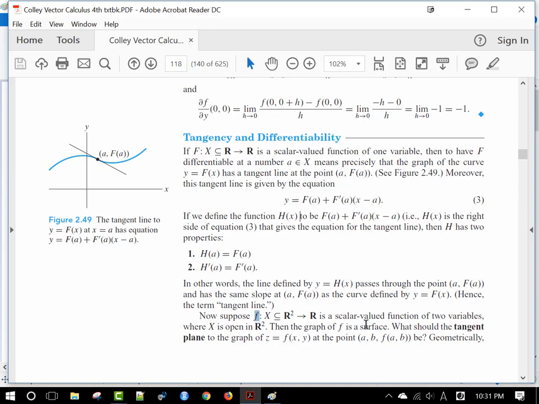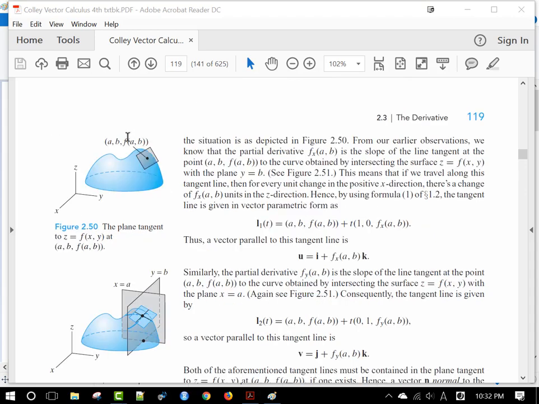So what we want now is similar to the tangent line we talked about here. We're talking about a surface, not a tangent line. We don't want to talk about a tangent line at a particular place, but we want to talk about the tangent plane at a particular place. So here's the surface, and we want to ask what's the tangent plane at a particular point.